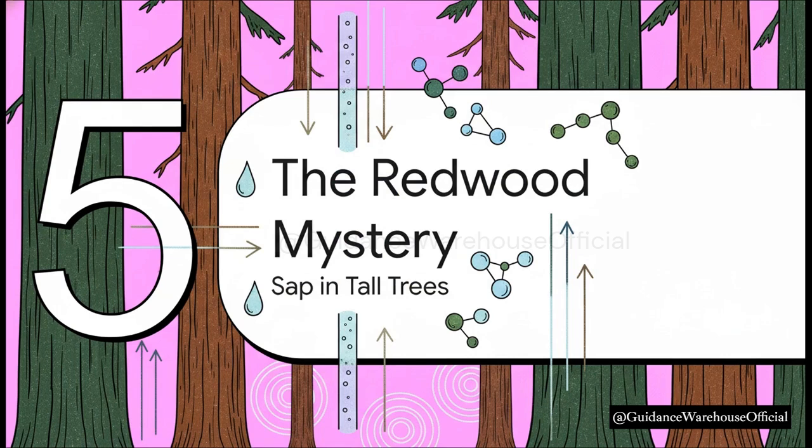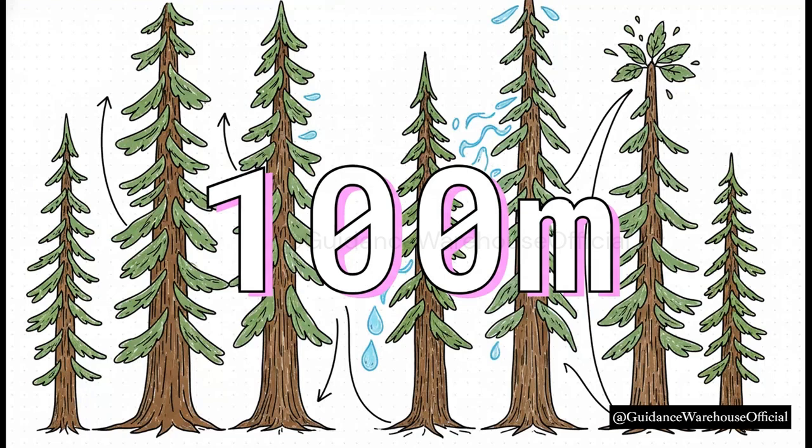Section 5, the redwood mystery. 100 meters, wait, this is super important. Giant redwood trees can grow well over 100 meters tall. Now, they don't have hearts, they don't have mechanical pumps, and yet they constantly push heavy, watery sap from their roots all the way up to their highest leaves. Textbooks will often mention capillary action when talking about plants, but is capillary action actually strong enough to push sap up a 100-meter skyscraper of a tree?